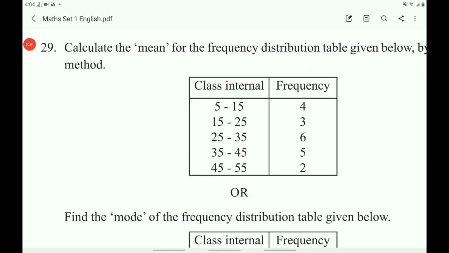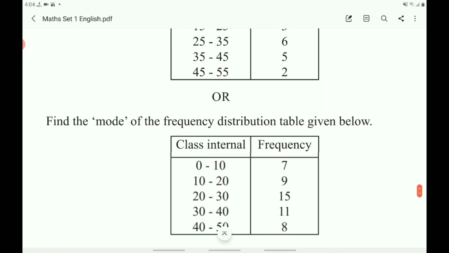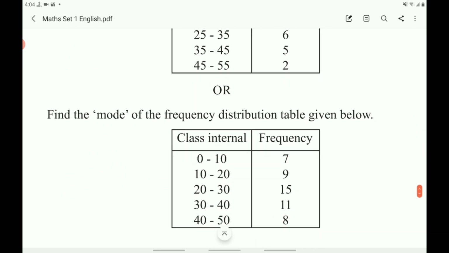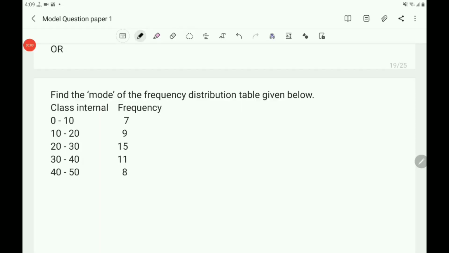In the 29th question, there is a choice for you. One more question is the OR question. What is that? Find the mode of the frequency distribution table given below. Class interval and frequency are given. Now find the mode. The given class intervals are 0 to 10, 10 to 20, 20 to 30, 30 to 40, 40 to 50. Frequencies are 7, 9, 15, 11, 8.